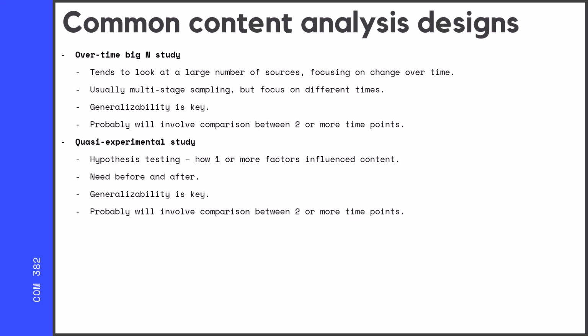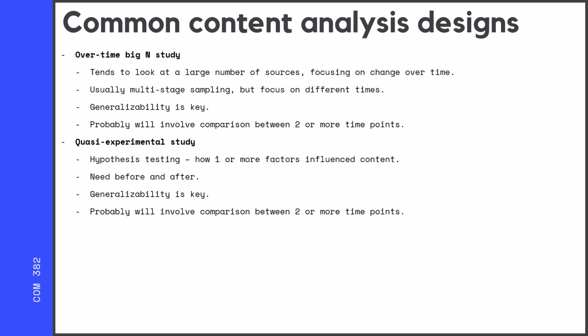There's also over time big N studies. These are studies that look at a lot of different sources, but really focus on change over time. There's almost always going to be multi-stage sampling, but focusing on different times. So for example, you're going to sample teenage boy magazines from the 1950s, 1960s, 1970s, and 1980s to try to see how they're covering a particular topic over time. You're trying to generalize about that particular magazine in that particular time, and it is definitely going to compare between two or more time points.